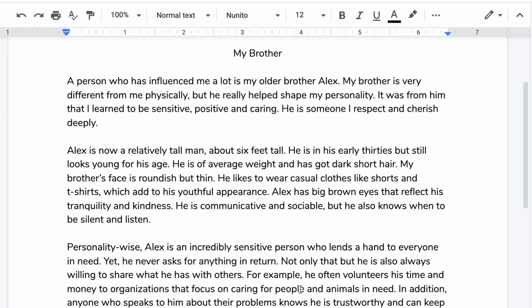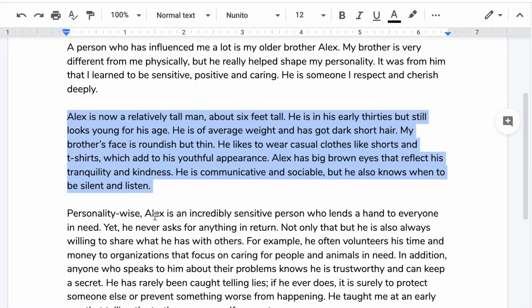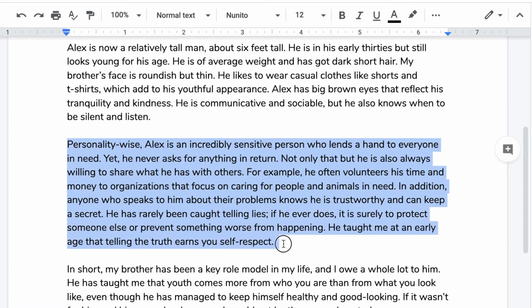So what is each paragraph about? The introduction, of course, introduces the topic and usually highlights 1 or 2 elements that the writer will describe in more detail in the subsequent paragraphs. And that's actually what the writer does here, because the next body paragraph provides details on Alex's physical traits, which is followed by another body paragraph which provides details on Alex's personality. Right? That's basically the function of the body paragraphs.